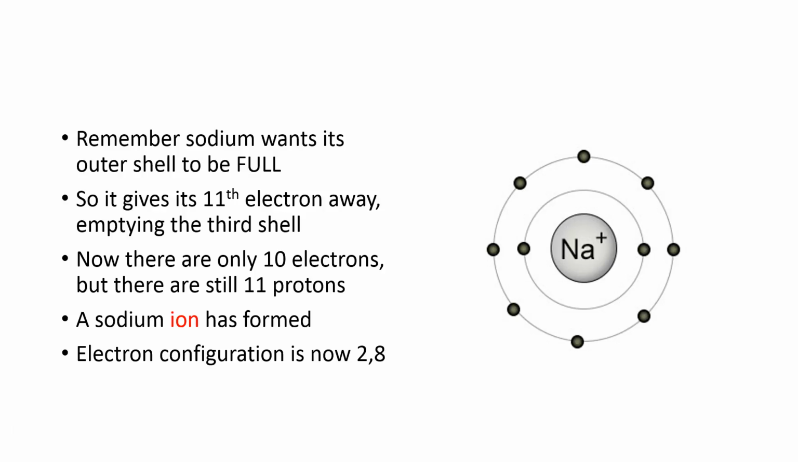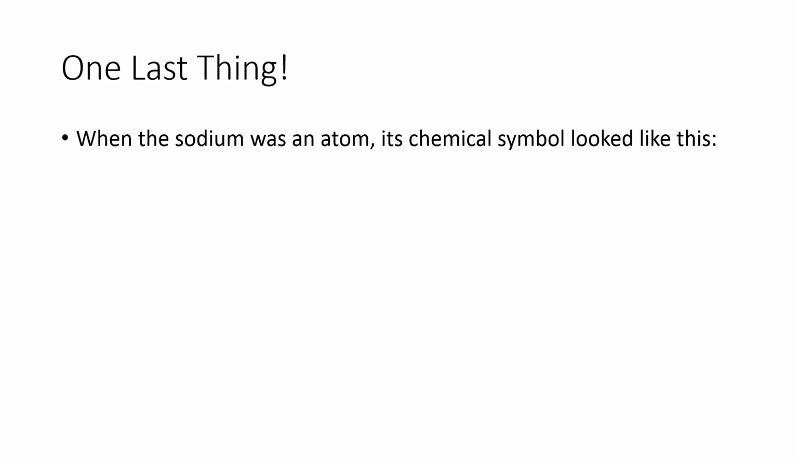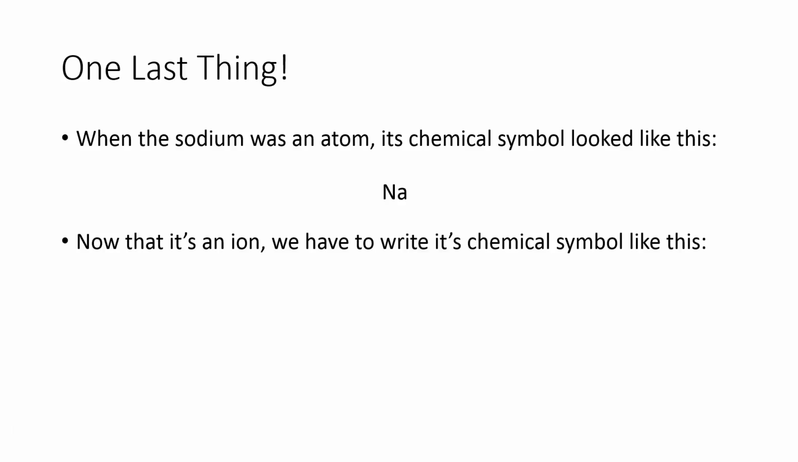So that's only one example, and you're going to do many, many more before this is done. But for tonight, there's only one more thing I want to draw your attention to, and that is the symbol of the sodium ion. So, when sodium was an atom, its chemical symbol looked like this. Capital N, lowercase a, and that was it. Now that it's an ion, we need to show that the ion is different from the atom. So we have to write its chemical symbol like this.